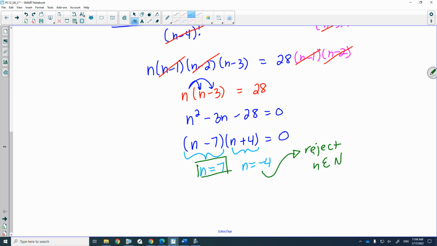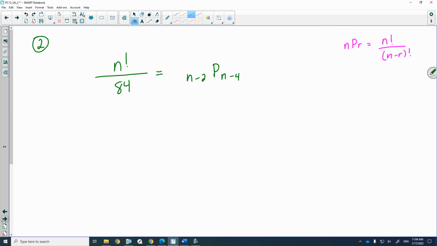We're going to do one more similar to this. So let's look at this one. n factorial over 84 is equal to, here is my n, and that would be my r. So identify that as n and identify that as r. From here, there's nothing I could really do on the left-hand side, right? So let's keep our left-hand side as is. But we could deal with the right-hand side by putting it into the formula.